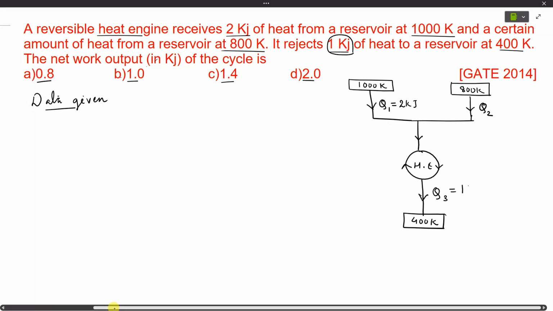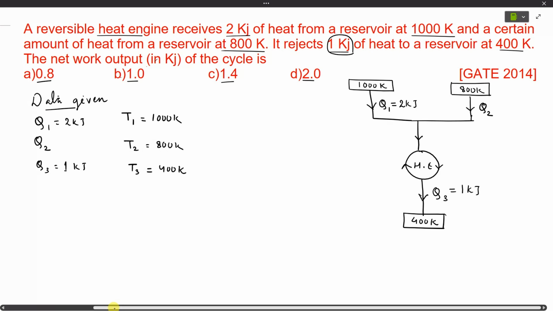is equal to 1 kilojoule. So by referring to this diagram, let's write down all the data individually. So Q1 is equal to 2 kilojoule. Q2 is not given. Q3 is equal to 1 kilojoule. Simultaneously write down the temperatures. Let's say T1 is equal to 1000 Kelvin. T2 is given, that is 800 Kelvin. T3 is equal to 400 Kelvin.